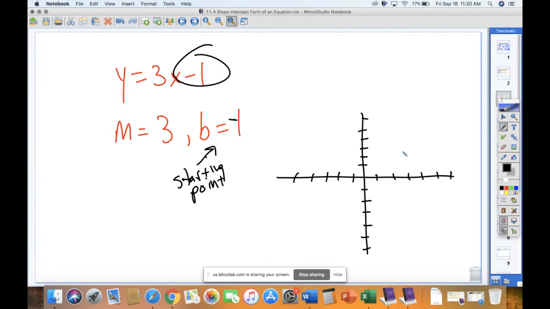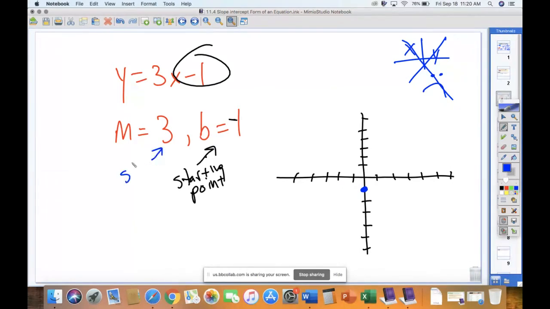If I'm starting at minus 1, I just put a point at minus 1. It's where it crosses the y-axis. It crosses it at minus 1. That's one point. Remember, two points make a line. I'm already halfway there. I've already got a point. I didn't make an xy table. Remember, we don't want to make xy tables if we don't have to. Man, that takes forever. So now I've already got one point because the intercept is negative 1.